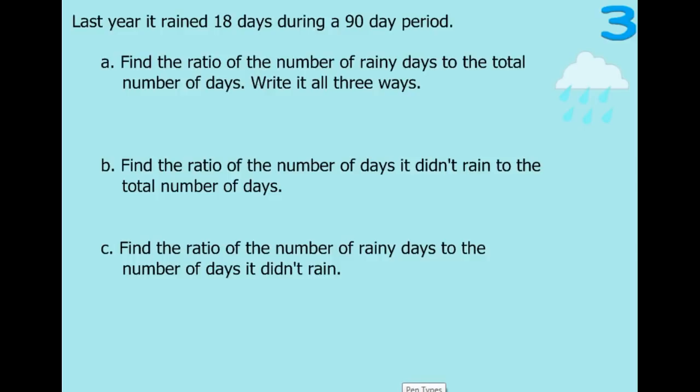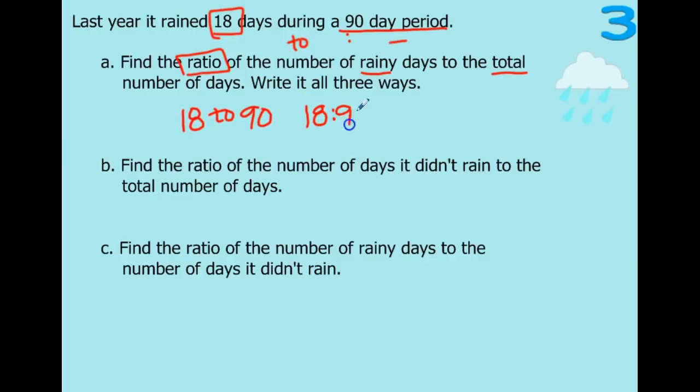Going back to what we did in 3.5, writing some ratios. It says last year it rained 18 days during a 90-day period. Find the ratio, and we're going to write it all three ways using the word to, the colon, and as a fraction. The ratio of the number of rainy days to the total number of days. Well, it rained 18 days to the total, which was a 90-day period. 18 to 90, we can write 18 to 90, and we could write 18 over 90.